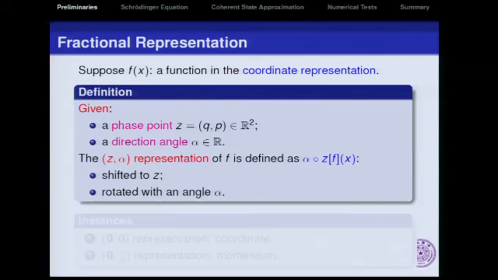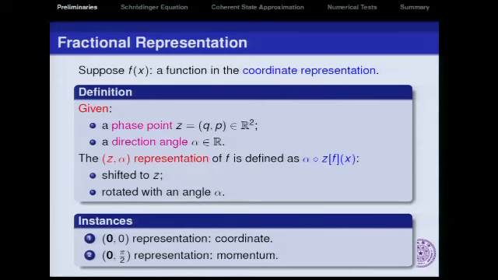You will realize that there are a lot of representations if you do it this way. In particular, if you take the parameter like this, the phase point Z is just the origin, and the angle is 0, it's just the coordinate representation. It's the representation we like. And if you take the origin as the same as the original one, and you rotate it by 90 degrees, it's just the momentum representation. So these two representations are just two special instances of this fractional representation. Now we have a lot of other choices, right?